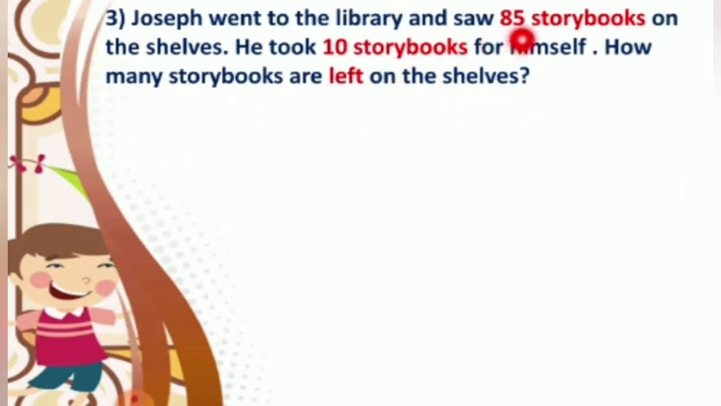Okay, so he went to the library and saw so many story books. Here 85 story books on the shelf. He took for himself 10 story books. Now how many are left? We have to find out. They have given 4 options. A, 85, B, 84, C, 75 and D, 1. Out of 4, only 1 will be your correct answer. So let us find out.